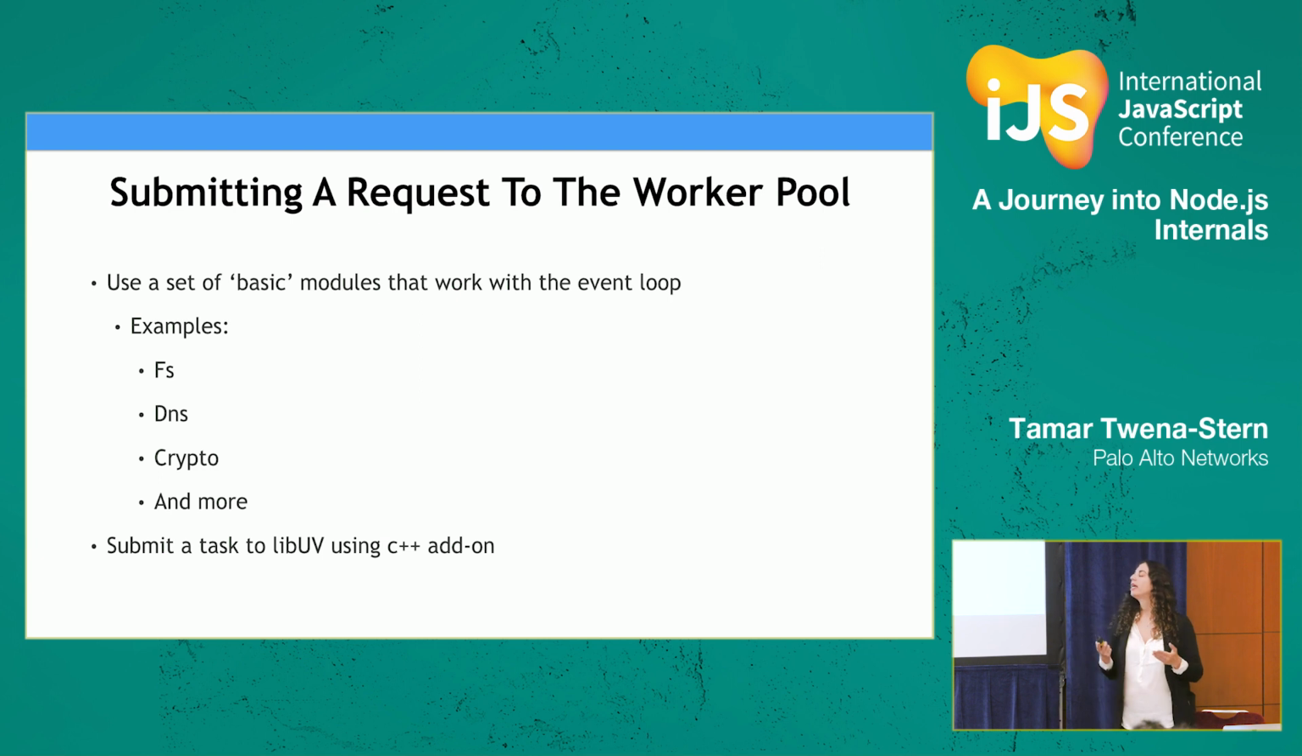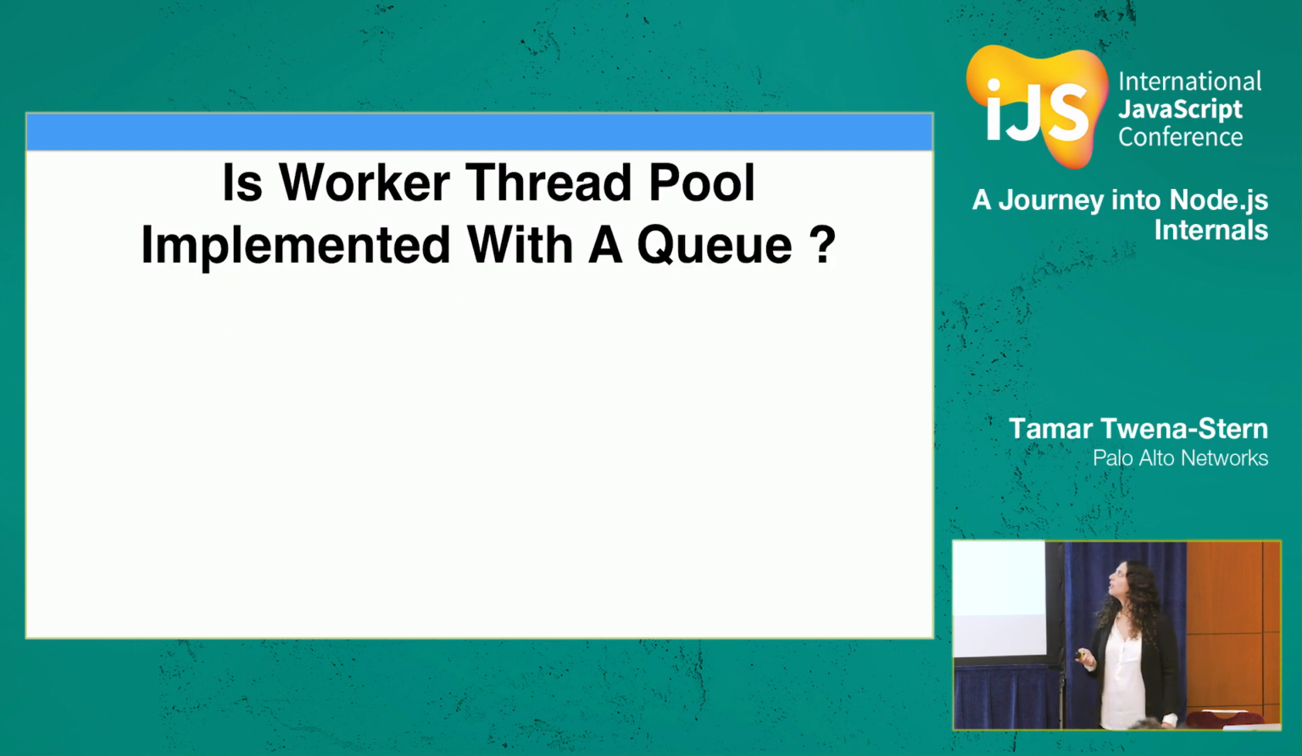But when you're writing an NPM package, you're usually not doing it. You're using some of those basic modules such as FS, DNS, and crypto, and those modules are working with libuv. But I really recommend you to do that. It's extremely cool. Now, I want to ask you a question, which is whether the worker thread pool is implemented with a queue.